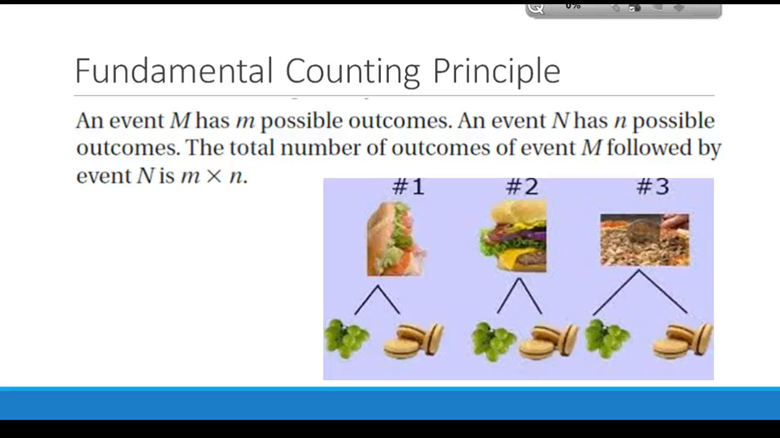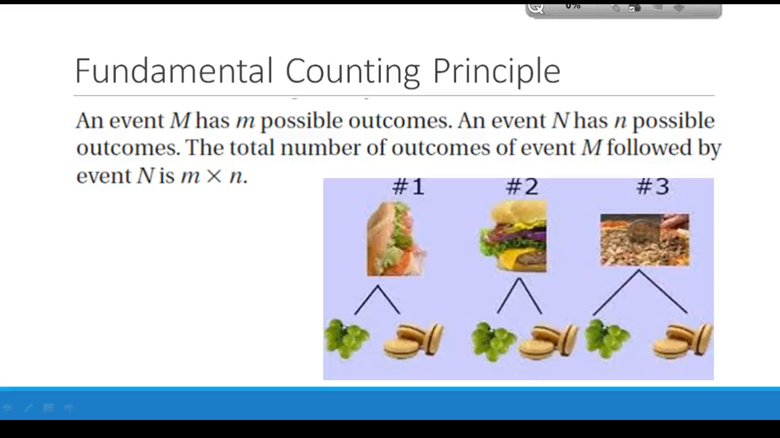So I want you to write this down. The fundamental counting principle: we have m possible outcomes for event m, and then we have event n, which has n possible outcomes. So the total number of outcomes of event m followed by event n is m times n.